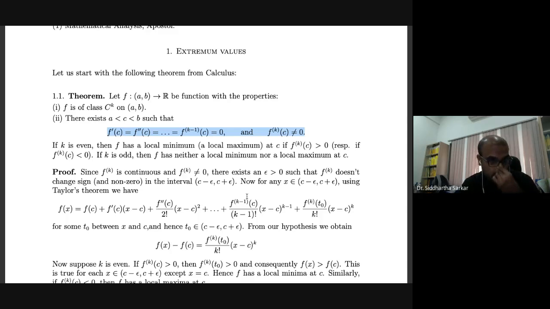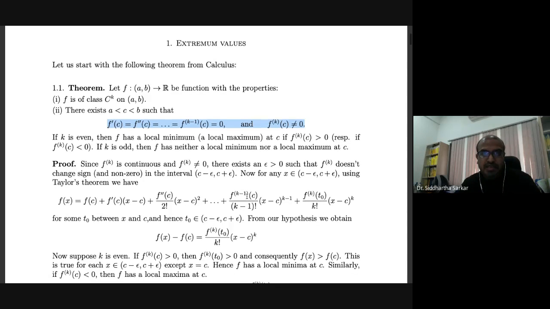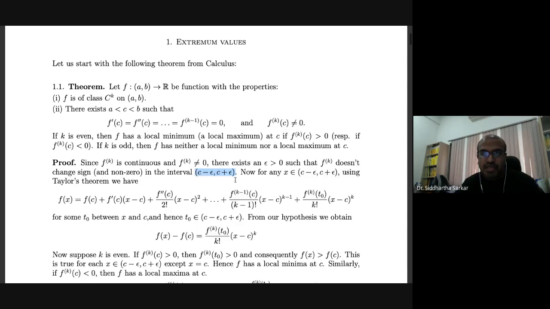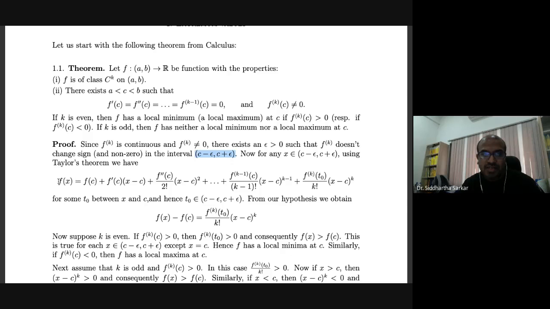So the proof is kind of very easy in a sense that, well, I know that the kth derivative does not vanish at that point c, and it's already continuous because of the Ck property. So there should be an epsilon neighborhood around that point c, so that the function f^k, I mean the kth derivative of f, does not change its sign. Okay, and then therefore if I just try to expand it, the Taylor series expansion with the remainder term exactly at the kth derivative.